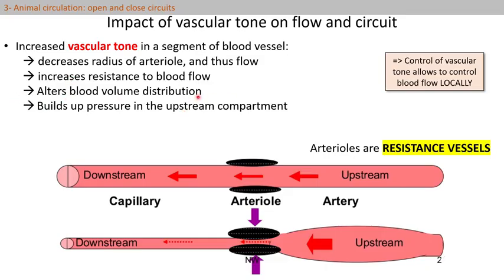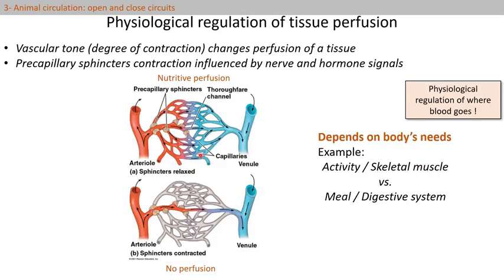You can see it alters blood volume distribution, right? Like you have more or less blood in the downstream or upstream compartments. And this regulates the pressure in the system, because if you increase vascular tone, you will have more pressure in the upstream compartment. So if vascular tone stays constant, it maintains the flow. But if physiological regulation makes it change and you contract or relax those smooth muscles more, you will control vascular flow in different capillaries. So how does it work?